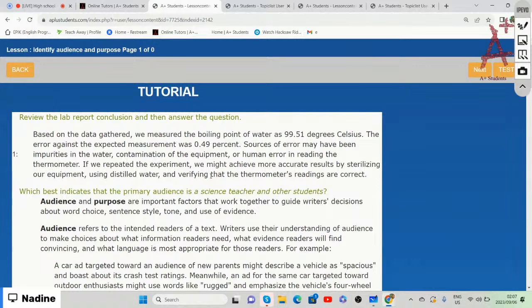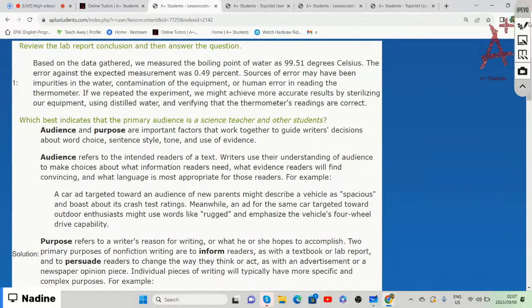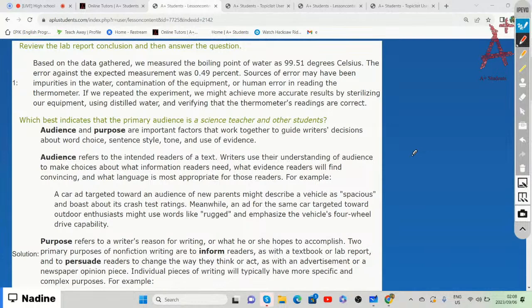All right, so when we identify audience and purpose, audience and purpose are important factors that work together to guide writers' decisions about word choice, sentence style, tone, and the use of evidence. This is when it comes to writing.